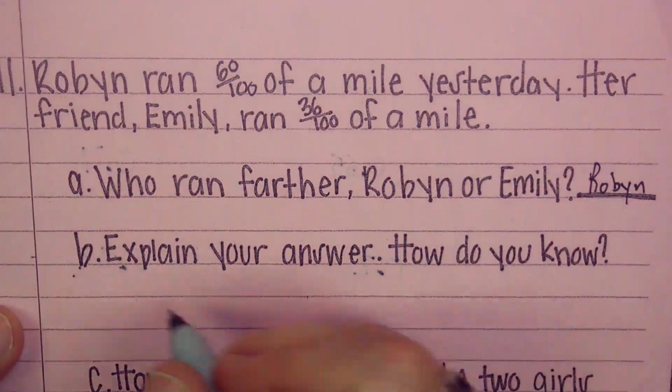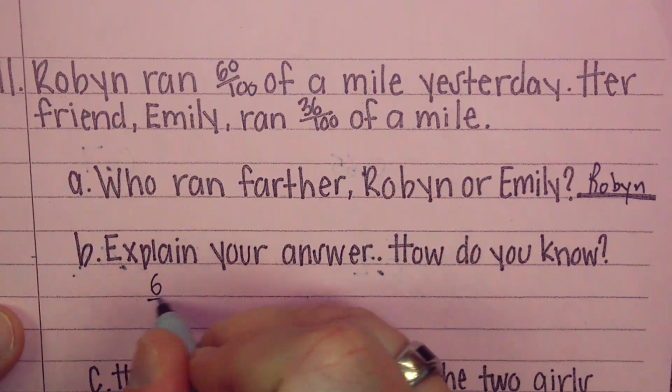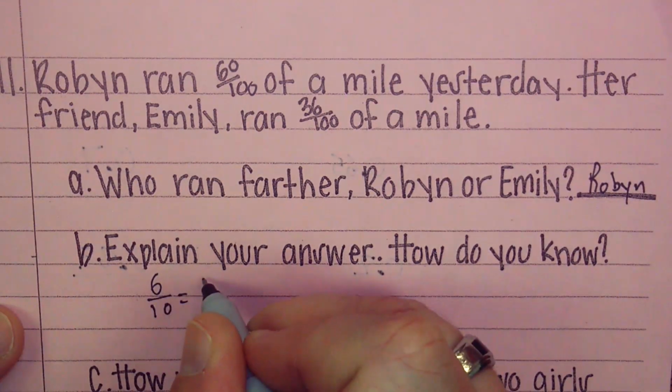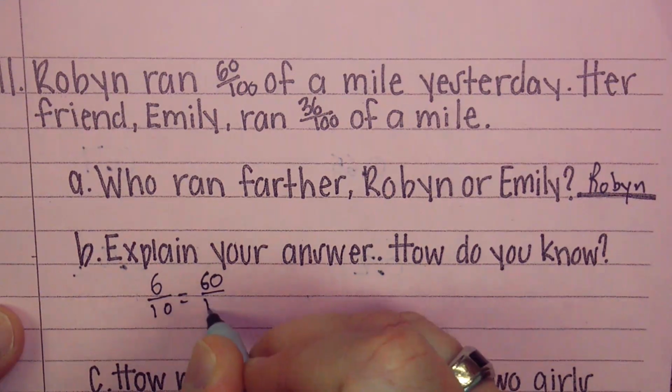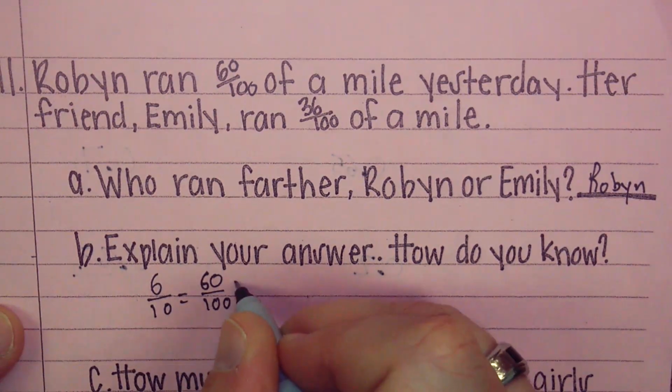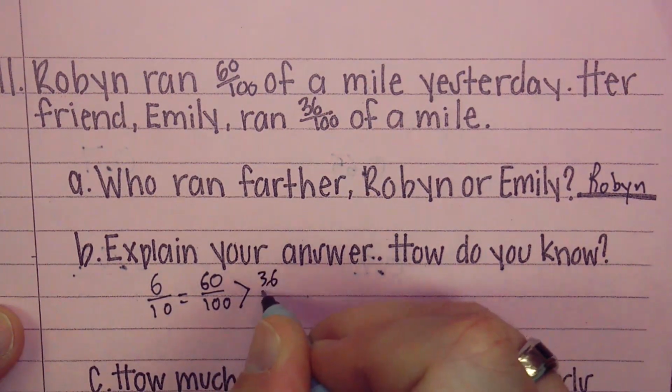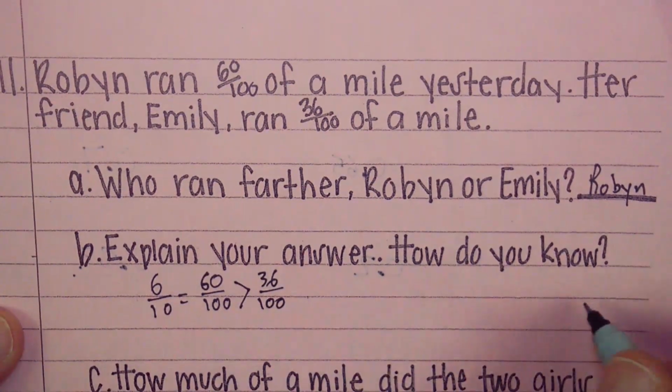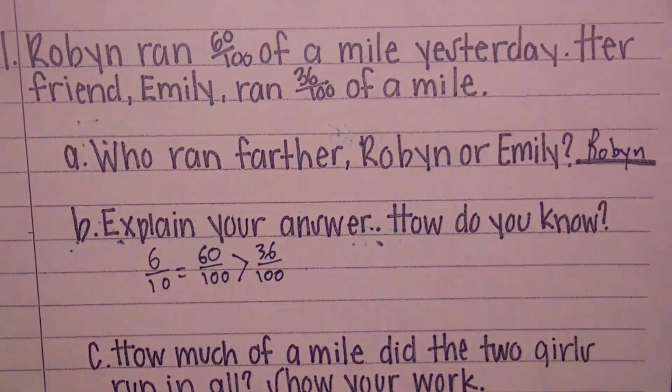Explain your answer. How do you know? Well, I would say 6/10 equals 60/100, which is more than 36/100. And I used my alligator to eat the number to prove that I'm right.